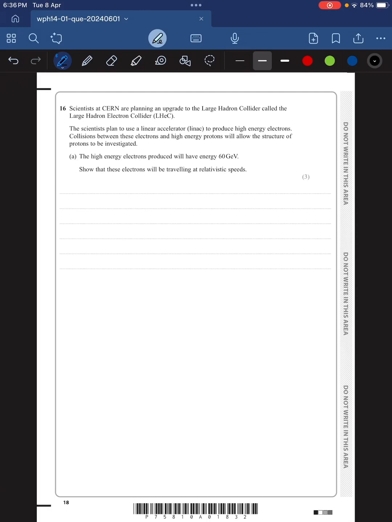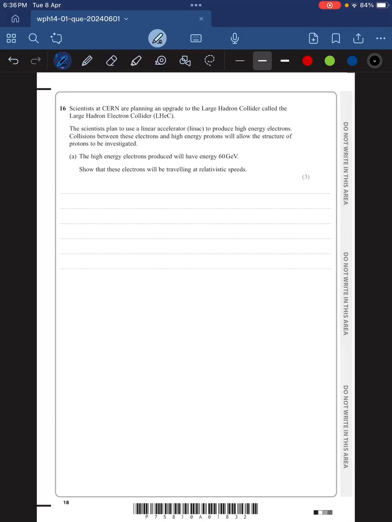Question 16. Scientists at CERN are planning an upgrade to the LHC called the Large Hadron Electron Collider, the LHEC. The scientists plan to use a linac to produce high-energy electrons. Collisions between these electrons and high-energy photons will allow the structure of protons to be investigated. Question A. The high-energy electrons produced will have energies of 60 GeV. Show that these electrons will be traveling at relativistic speeds.